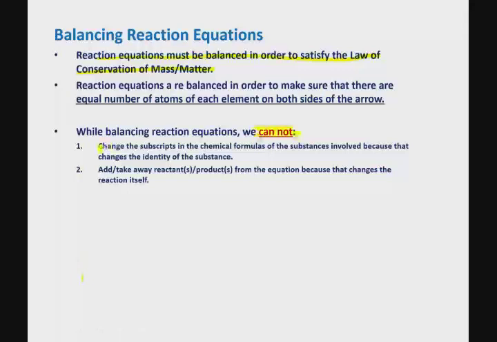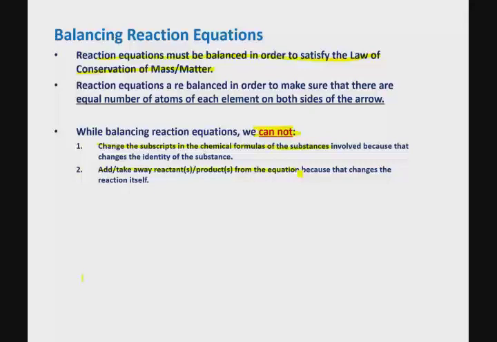We cannot change the subscripts in the chemical formulas of the substances involved in that process, because what happens when you change the subscripts? If instead of H2O I wrote H3O, what happens? Yes, it's not water anymore. You have changed the identity of the substance. That is not allowed. The other thing that you also cannot do is change the identity of the chemical process itself by adding or taking away reactants or products from the reaction equation just because it's more convenient that way.